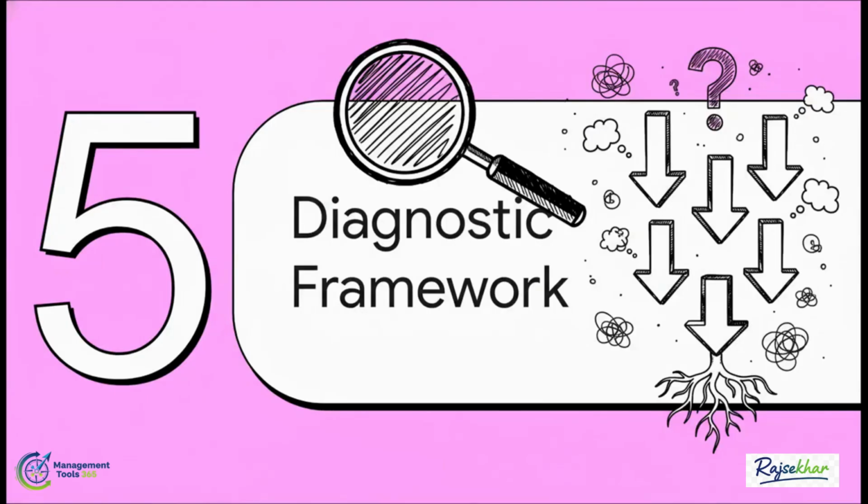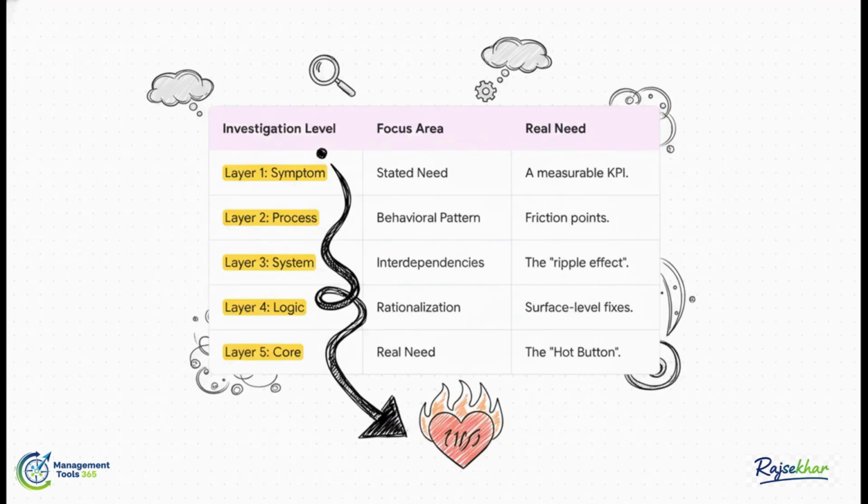All right, to finish up, let's pull all of this together into a strategic framework you can actually use to guide your own investigations. Think of this matrix as your roadmap. It walks you all the way from layer 1, the surface-level symptom, where you're just identifying a KPI, down through their process, their system, and their own logic, until you finally hit layer 5, the core. And that's where you ask the big question. Why is this truly essential to you? And that is how you uncover that emotional hot button.